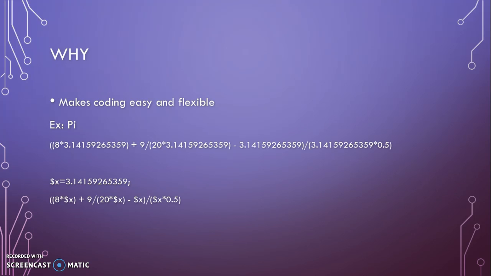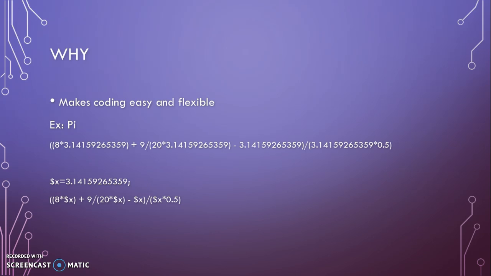Variables make our lives a lot easier as coders, and it also makes our lives a lot more flexible. We can do a lot more and be a lot more flexible with our code. So for an example, let's use pi. As we all know, pi is a very long number, but for this example, I only used a portion of pi.